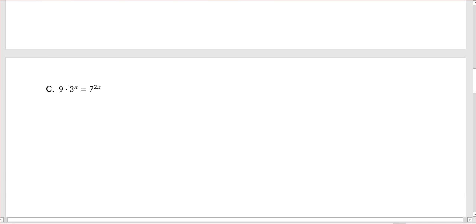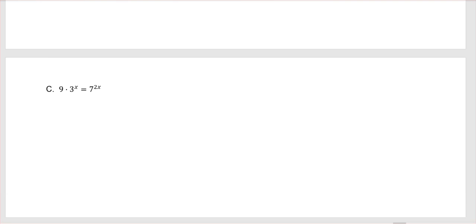Third one. Okay, so here we want to isolate the exponential parts on both sides. On the right-hand side, that's good, but on the left-hand side, that's not one exponential function, right? We want to write it as one base and one exponent. So what can we do here? We know that 9 is 3 squared, don't we? So we've got 3 squared times 3 to the x equals 7 to the 2x. And that's good, right? Because now we have the same base.